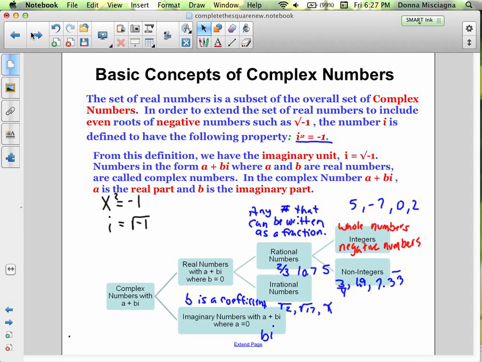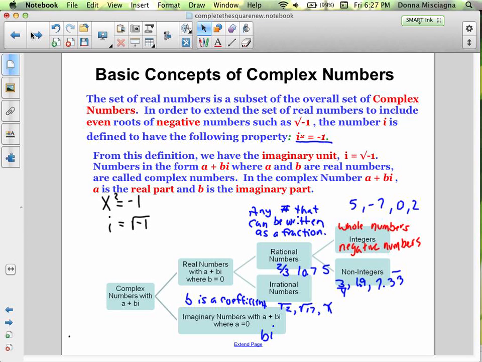Numbers in the form a plus bi, where a and b are real numbers, are called complex numbers. In the complex number a plus bi, a is the real part, and b is the imaginary part. So let's start off with the numbers that we're familiar with as we work our way up the complex number system. We can start with integers. Integers are whole numbers and negative numbers, like 5, -7, 0, and 2.